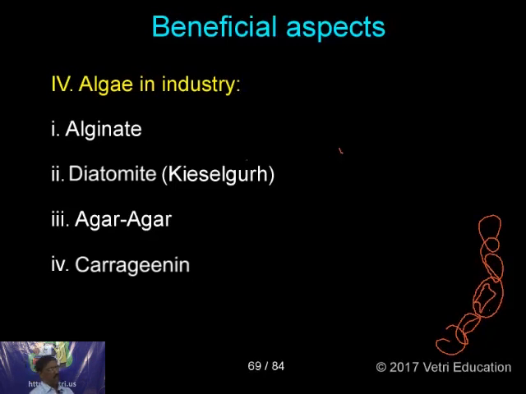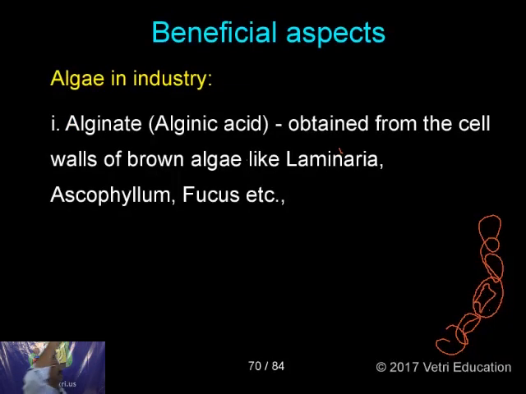Algae in industry. So many industrial products are found from algae. The first one is alginate, and the second one diatomite or kieselguhr. The third one is agar-agar, and the fourth one carrageenan. The first will be the alginate. Alginate is also known as alginic acid. It is obtained from the cell wall materials of brown algae. Brown algae like laminaria, ascophyllum and fucus, etc.